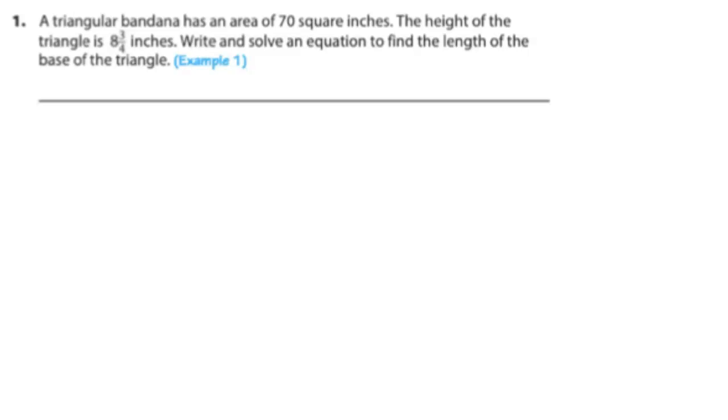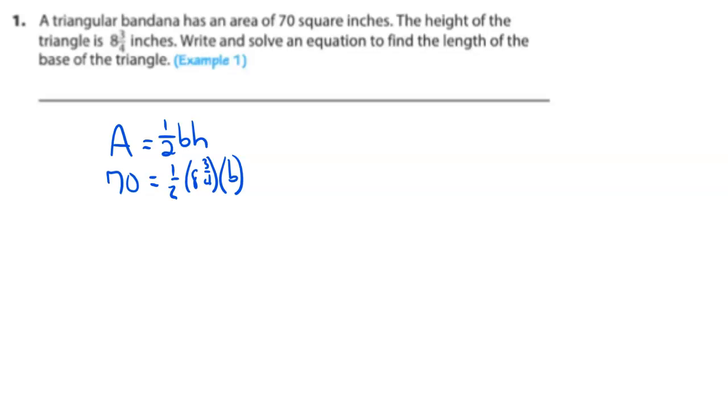The first problem says a triangular bandana has an area of 70 square inches. The height of the triangle is 8 3/4 inches. Write and solve an equation to find the length of the base. Okay, so they give us all the information except for the base. So again, we always want to start out by writing our formula. For area of a triangle, that formula is area equals 1/2 base times height. Then we want to fill in the information that we know. Well, we know that the area is 70 square inches, and we know that the height of a triangle is 8 3/4. We do not know the base.